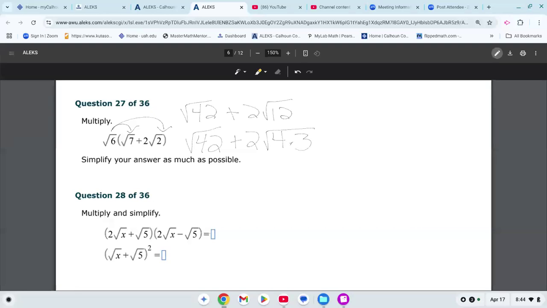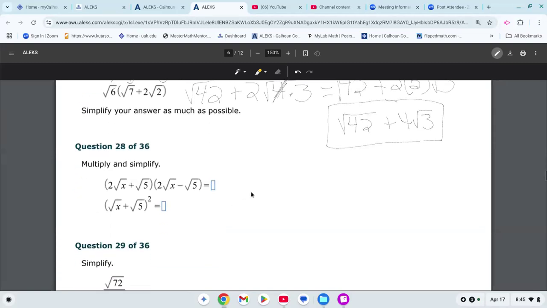And so this ends up being square root of 42. You cannot do anything with that. Plus 2 times 2 square roots of 3, because the square root of 4 is 2. So my final answer would be square root 42 plus 4 square roots of 3. You cannot add those together because they are not like radicals.